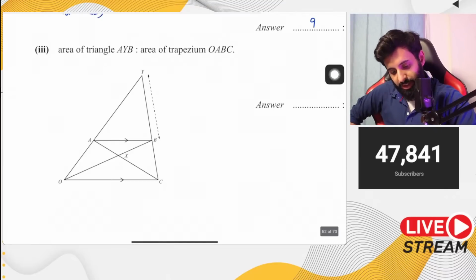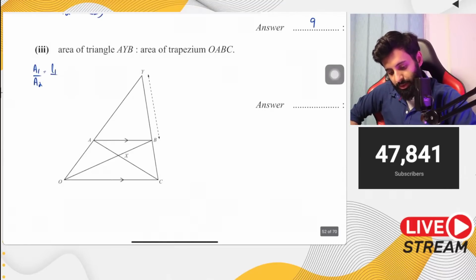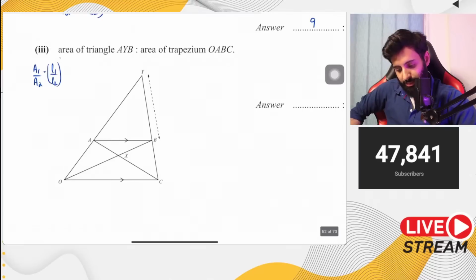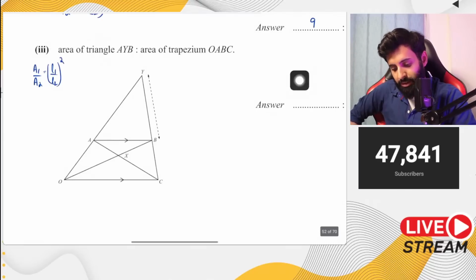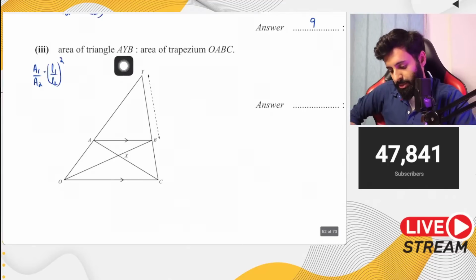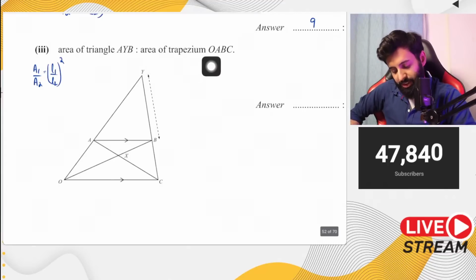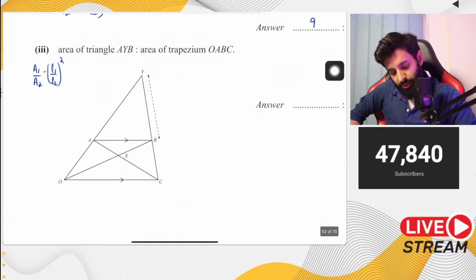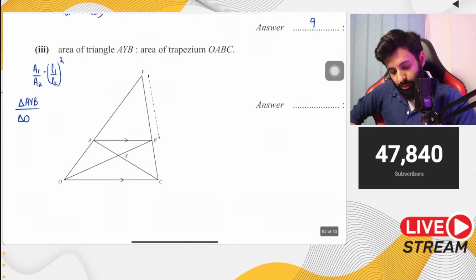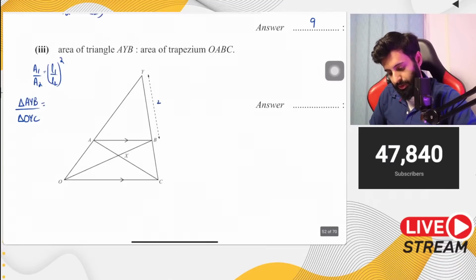Alright, so this formula that we use, A1 upon A2 equals L1 upon L2, the whole thing squared, is for similar shapes. Okay, so instead of finding out the ratio of the area of triangle AYB to the area of trapezium OABC, here's what I'm going to do. I'm going to find out the area of triangle AYB is to area of triangle OYC. Now you know that their lengths are in the ratio 2:3.